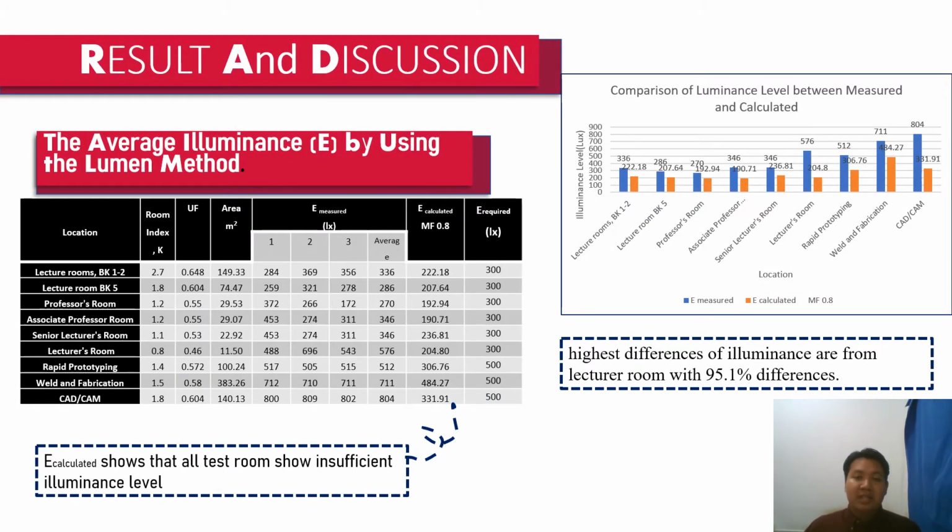Next, we continue with the result and discussion. This slide shows the result of the average illuminance by using the lumen method. The average illuminance calculated by using the lumen method shows a different value from the measured illuminance. The measured result shows higher brightness than the calculated value. It was found that the highest difference of illuminance between the measured and calculated is in the lecture room, with 95.1% difference.